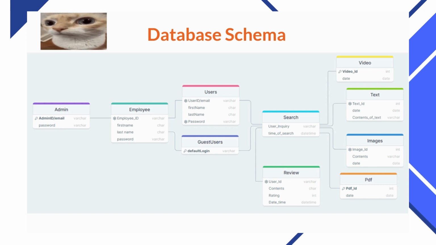We'll have a review with the user ID, which will be a varchar. We'll have the contents, which will be a character, and I'll have the rating as an integer, and I'll have the date and time in which the review was made.